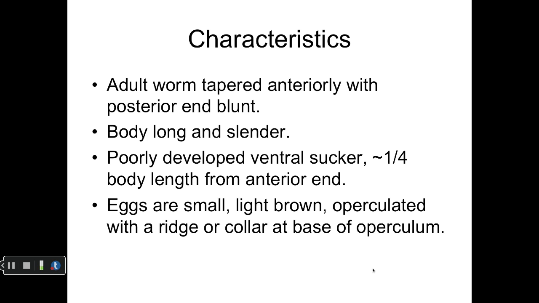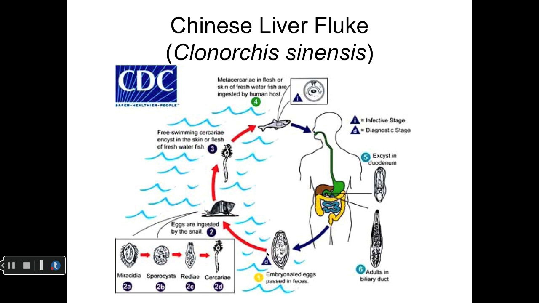All right, so these adult worms are tapered anteriorly with a posterior end that's more blunt. They're long and slender. They have a somewhat poorly developed ventral sucker, and again, it's about 1/4 of the body length from the anterior end. The eggs are small, light brown, operculated, and there is that little ridge or collar at the base of the operculum that sort of gives these little eggs the appearance of a little light bulb.